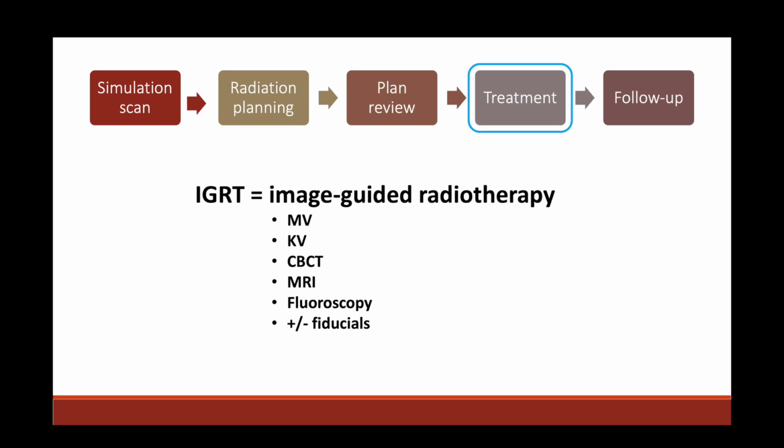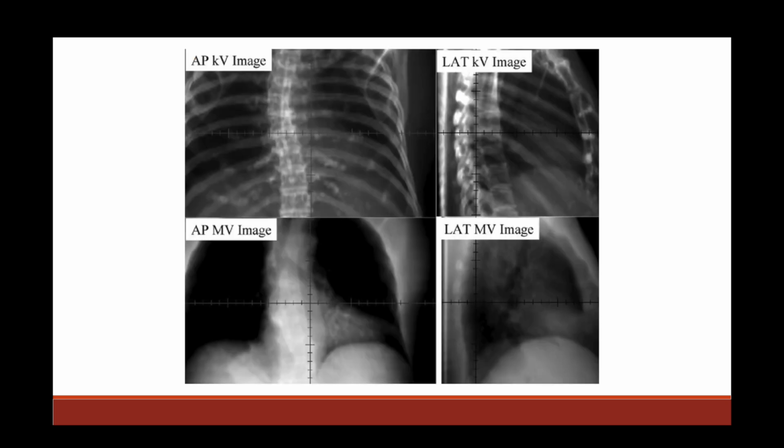So let's go over some of the most common types of IGRT. MV images and KV images are often how we, in shorthand, refer to basically x-rays that we get at the time of treatment to confirm that the patient is set up correctly. So we might get an MV-MV image, meaning we'll get an AP MV and a lateral MV. Or we might get a KV-KV image, meaning we'll get an AP KV and a lateral KV image.